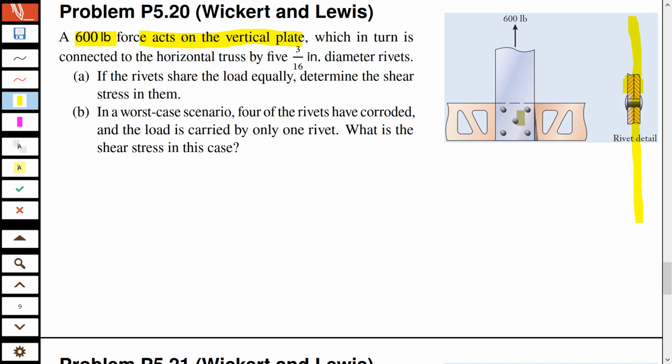So the formula of 2 planes does not apply to each one, but overall there are 5 shear planes. This is important because this 600 pounds will be shared between these 5 bolts. Understood? They all will have to deal with this combined together. Which in turn is connected to the horizontal stress, divided by 5.